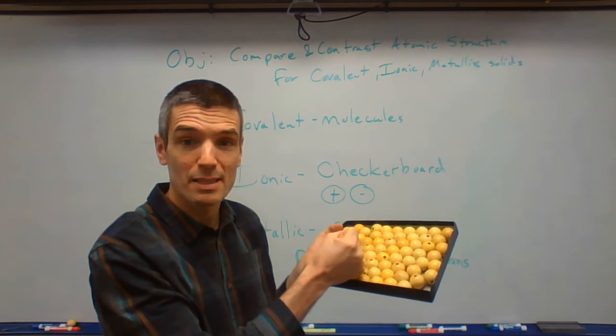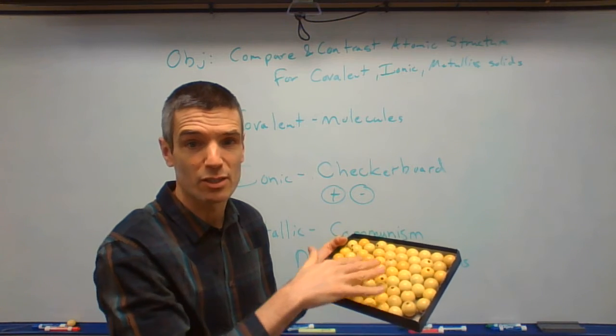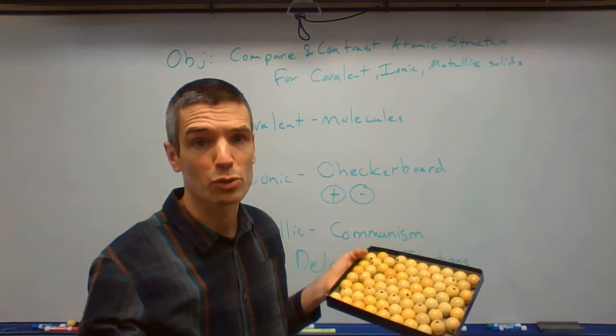So that's why metals are really hard to separate, because these delocalized electrons that get shared everywhere form a really strong bond.